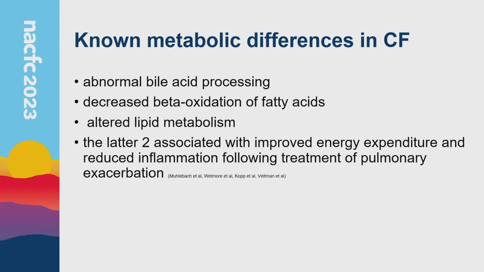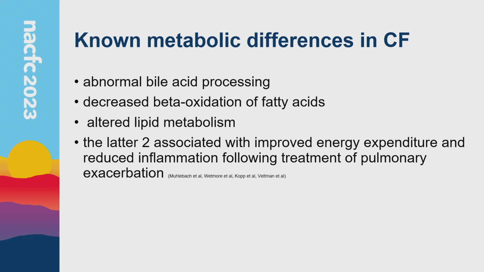So the thing that was reassuring to us is there's a nice big, well, relatively big literature looking at the metabolome. There's a lot known about metabolic differences in CF. We know that there's abnormal bile acid processing, decreased beta oxidation of fatty acids, and lipid metabolism is altered. This has been looked at in animal models, in plasma, in BAL fluid, in airway cells.